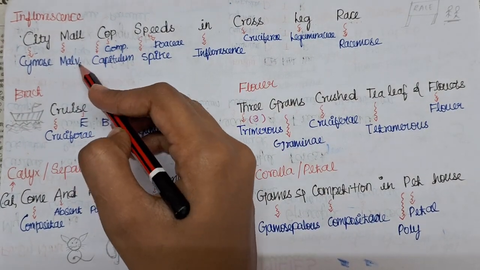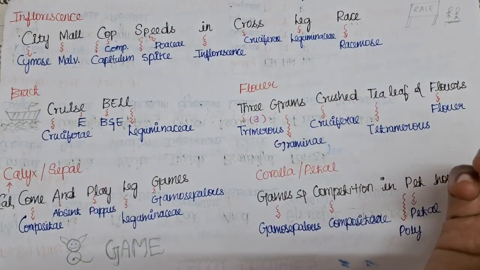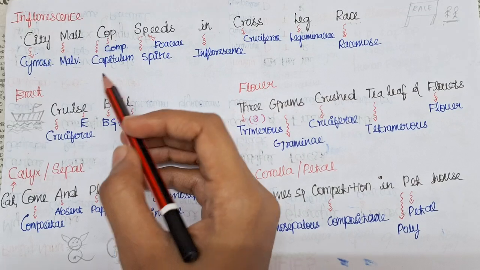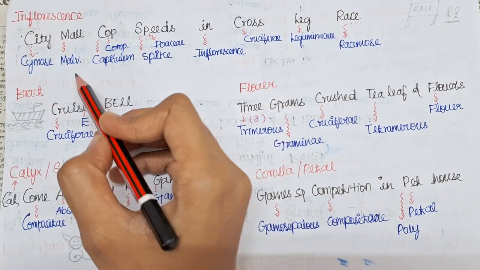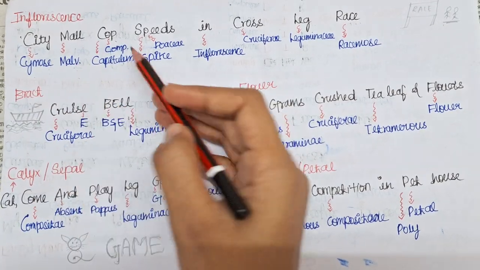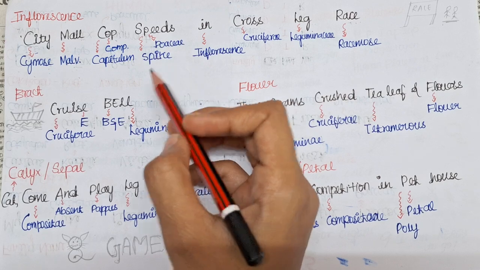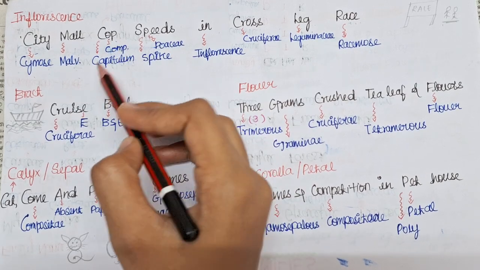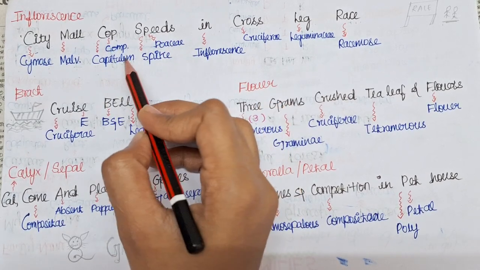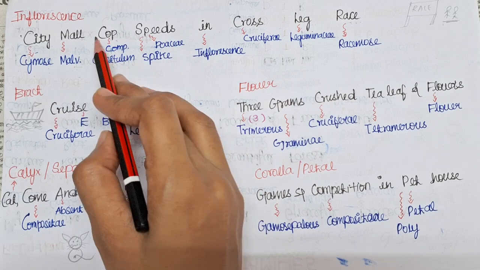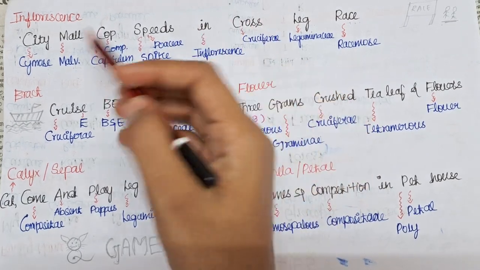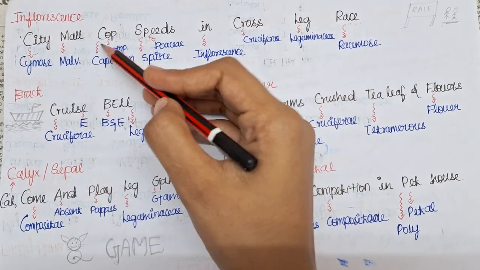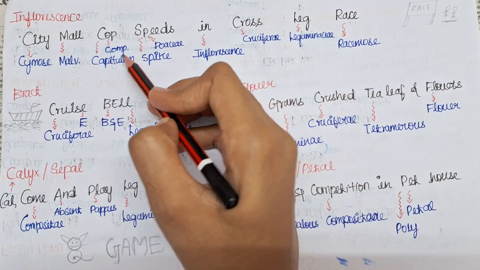So mall is for Malvaceae. By pronouncing the word mall itself, you will get to know Malvaceae. So cymose inflorescence is seen in Malvaceae. Now cop will cover two words: capitulum, cop, cap. One is done, no? So capitulum is seen in Compositae. Comp. It is very easy. So city, cymose; mall, Malvaceae; cop, capitulum and Compositae.